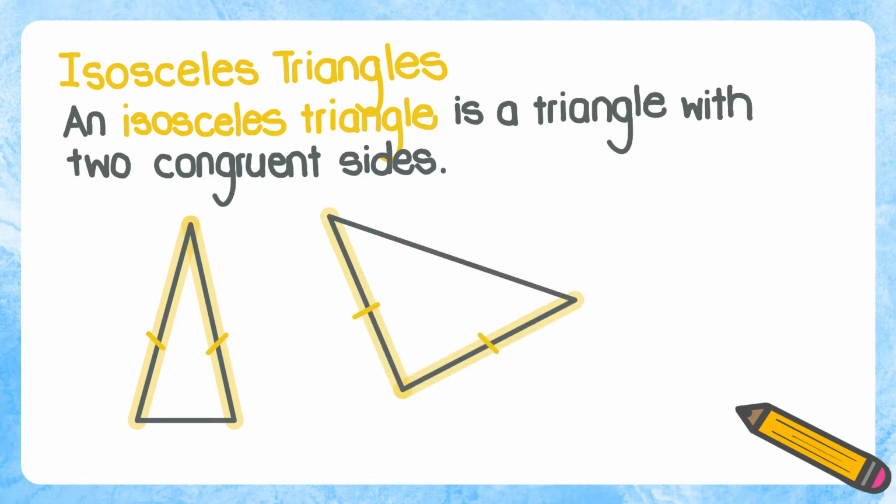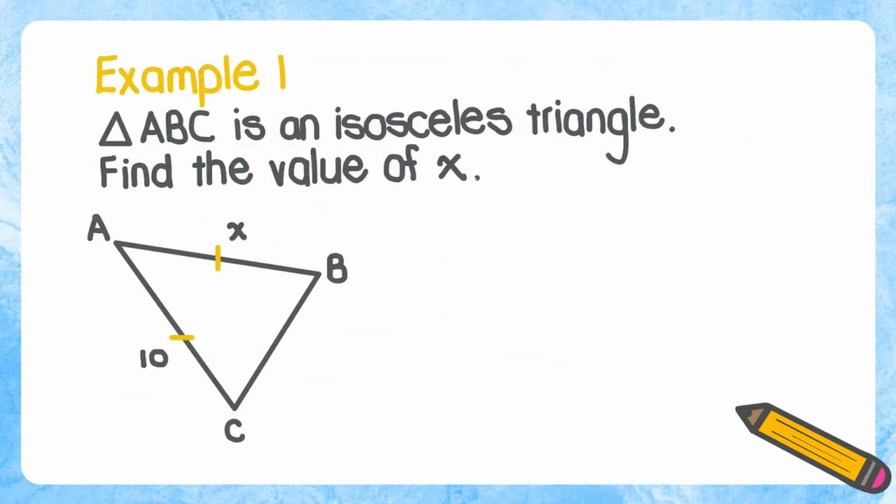Here's another example of an isosceles triangle. It doesn't matter which way the triangle is facing, as long as there are two congruent sides, the triangle is an isosceles triangle. So for the first few examples, we're going to use the idea that an isosceles triangle has two congruent sides. For your examples, please remember to write the problem down and also the triangle.